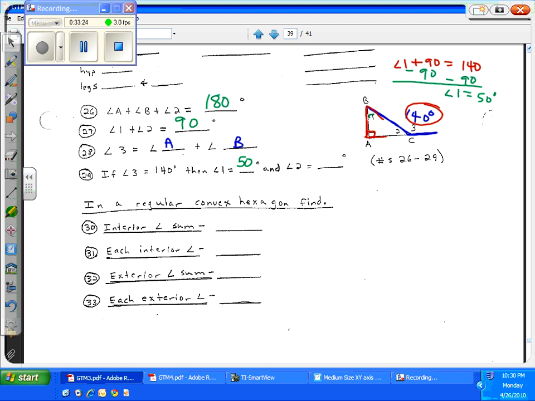Now, if angle 1 is 50 degrees and angle A is 90 degrees, then we could add those up and subtract from 180 because a triangle is 180. Or we could use angle 2 and 3 as a linear pair and say a linear pair is 180. And if angle 3 is 140, then angle 2 has to be what's left, 40 degrees. So there are two different ways that we could have found that angle 2 is 40. The sum of the angles of a triangle is 180, or a linear pair is 180. Any questions on 26 through 29?